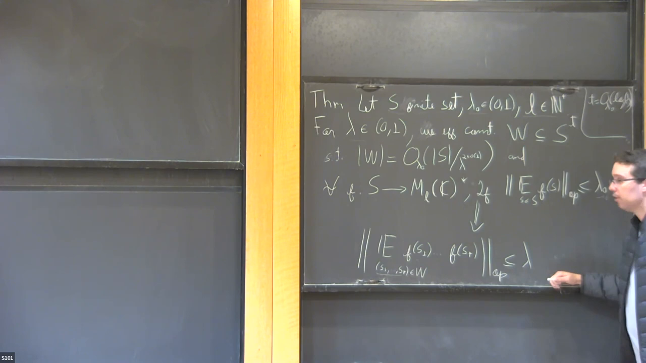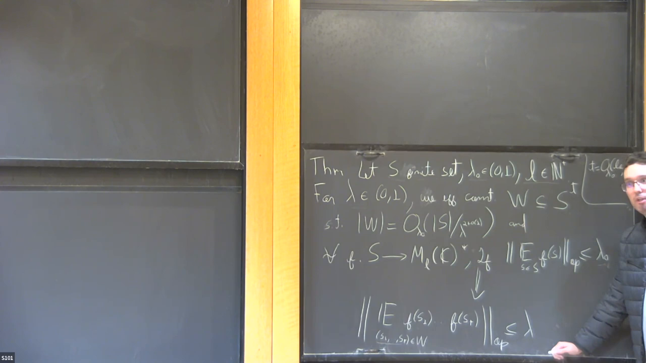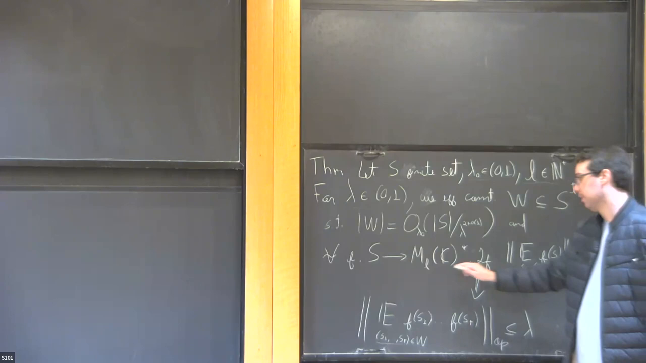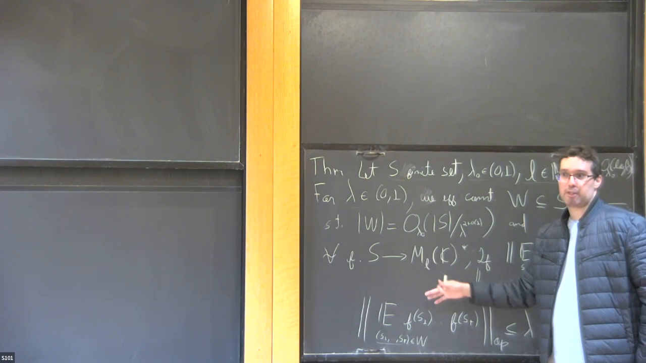Questions about this? Do you need to explain the asterisk? I can explain the asterisk. It's a simple condition, but it was left off because of space. You want the operator norm of the individual matrices to be at most one, because otherwise things could explode.